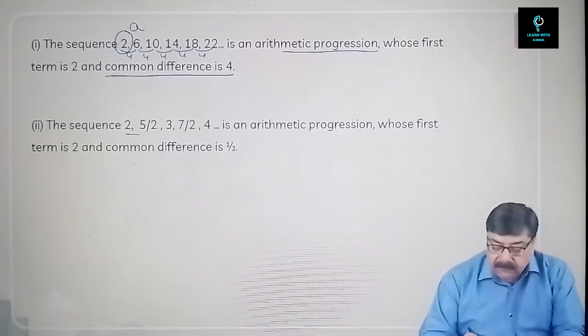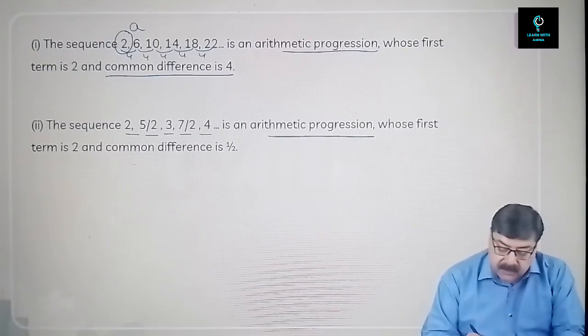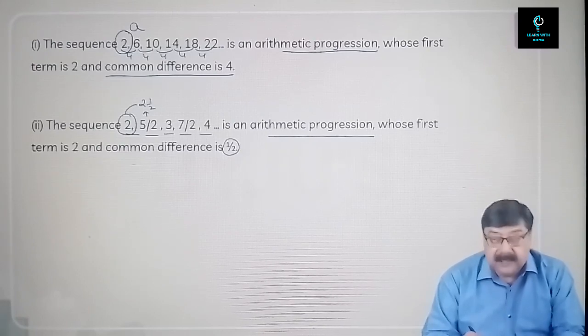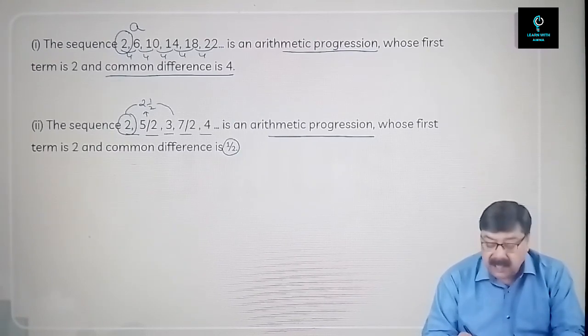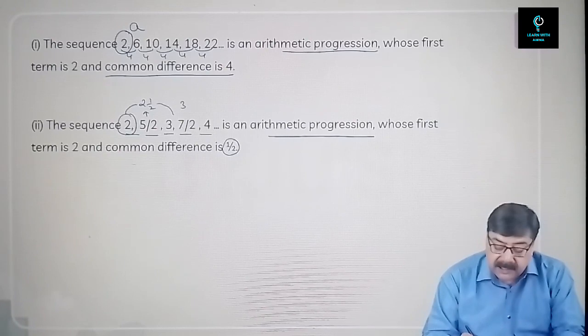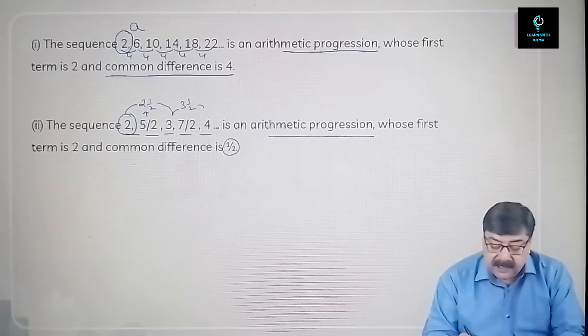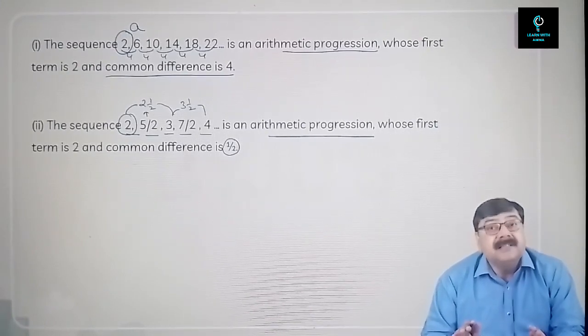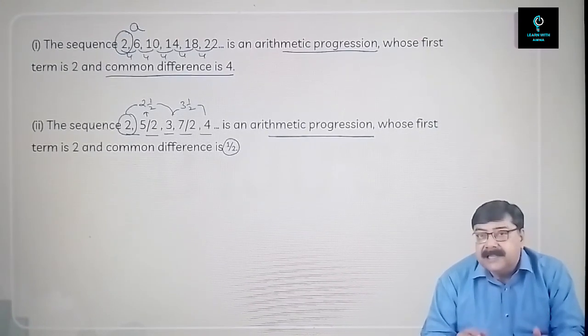Now, even 2, 5 by 2, 3, 7 by 2, and 4 is an arithmetic progression. The first term here is 2 and the common difference is half, because 5 by 2 can be written as 2 and a half. So the difference from 2 to 2 and a half is half, then 2 and a half to 3 is half, then 7 by 2 can be written as 3 and a half. So from 3 to 3 and a half the difference is half, and again from 3 and a half to 4, the difference is half. Everywhere you find that the difference is the same, and that is half in this case.